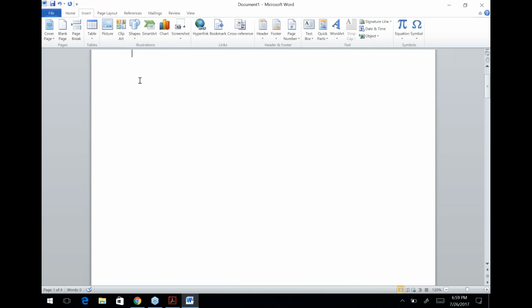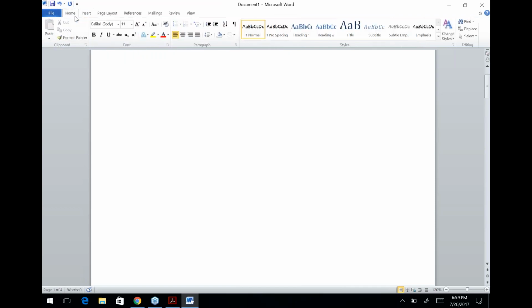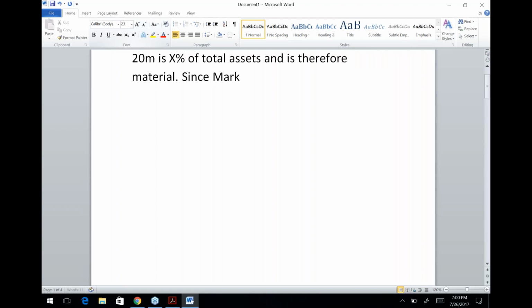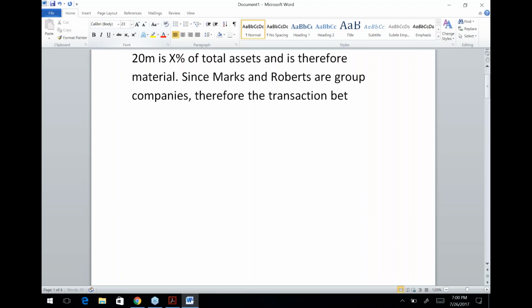Okay, for those of you who wanted to know how we will write down the answer to this question, I'm just going to share, let's say, one area. I would say that $20 million is X percent of total assets and is therefore material. Since Marx and Roberts are group companies, the transaction between them shall be eliminated from the group financial statements.